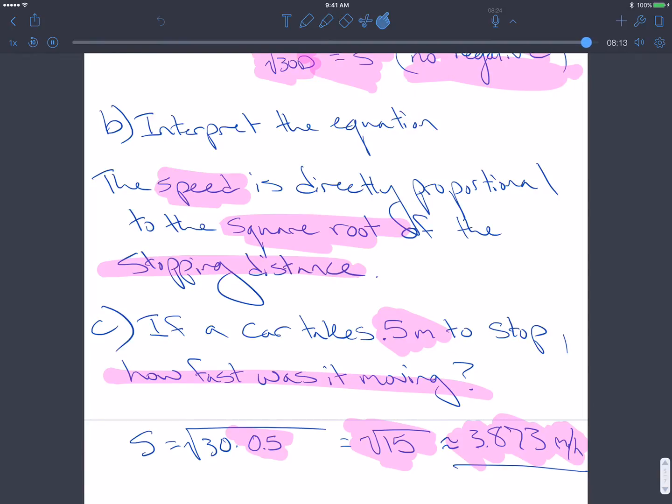That seems like a pretty conservative estimate for how long it would take to stop, but it's a useful measurement anyway.